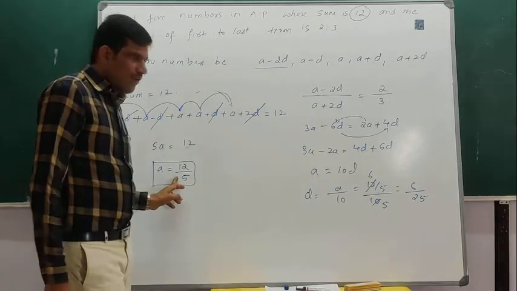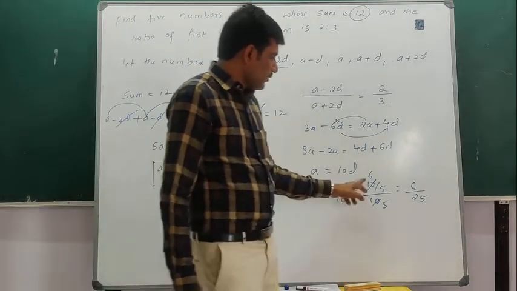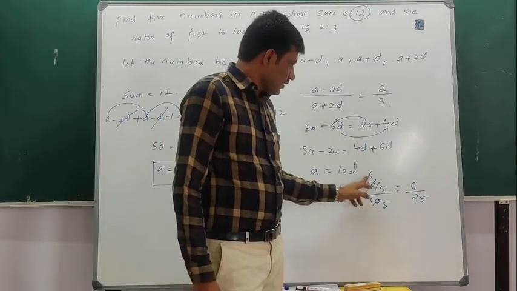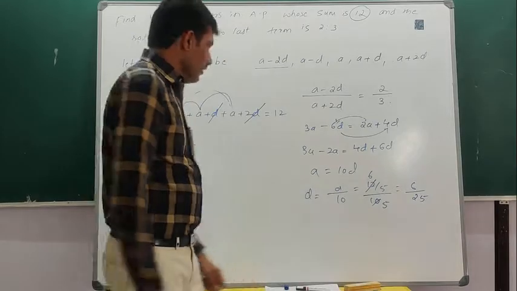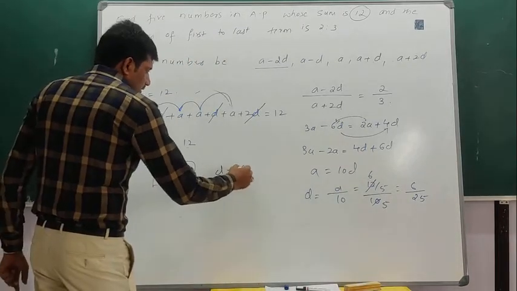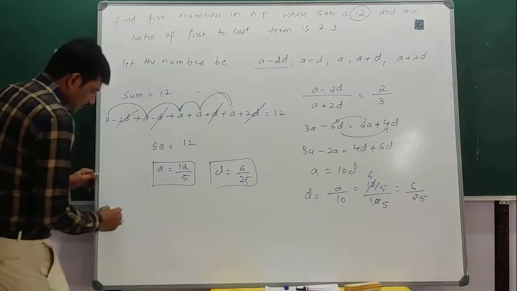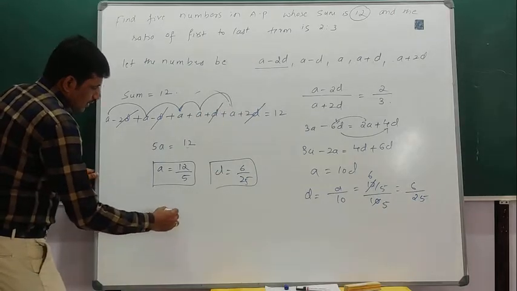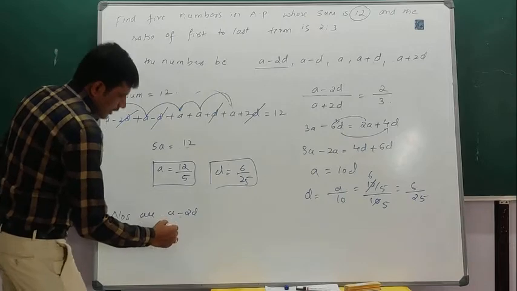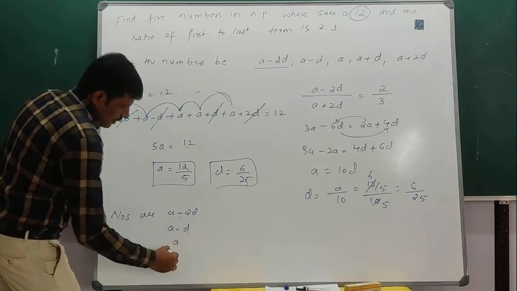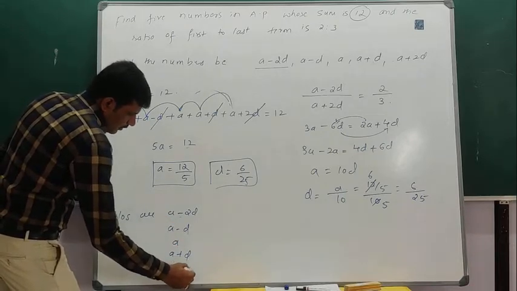It is 12 by 5 divided by 10. So 2 sixes are 12, 5 twos are 10, so d is 6 divided by 25. Now we got the value of d as 6 divided by 25. So the numbers are a minus 2d, next a minus d, a, a plus d, a plus 2d.